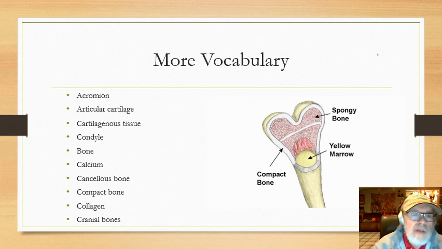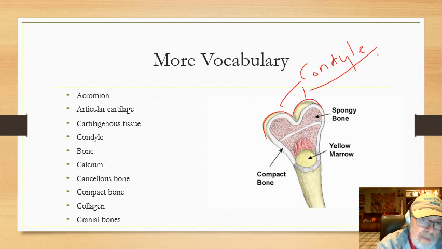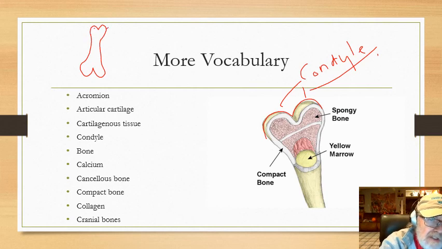Condyles. If I look at a bone, and this bone probably shows it a little bit, at the end of a bone, there's a rounded area. This is a rounded area right there. Those rounded areas are called condyles. I'll show you some pictures of condyles in another video that's coming up. So those are the condyles, these little rounded areas. If I was to draw a picture of a bone, I bet most of you would draw it like this. And these rounded areas at the end of the bone would be called condyles.